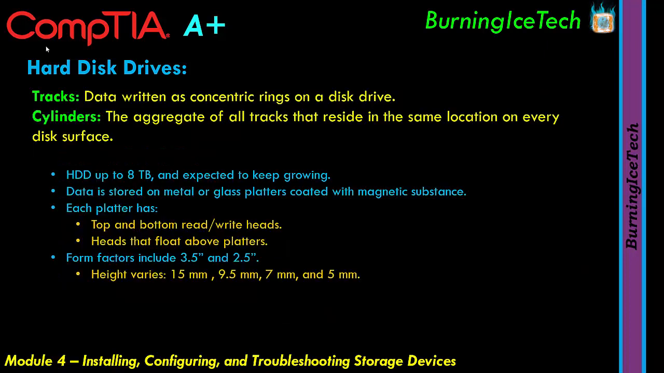Now, more information about hard drives here. We've got tracks, data written as concentric rings on a disk drive, cylinders, so the aggregate of all tracks that reside in the same location on every disk surface. They mention things like disk size there. Obviously, it's much bigger than 8 terabytes nowadays. I've seen hard drives go much, much larger than 8 terabytes. But at the time when A Plus released this content, it was still 8 terabytes. In reality, we know it's much more than that.